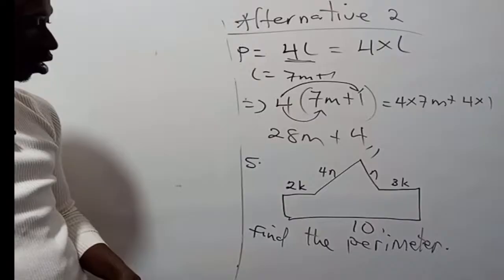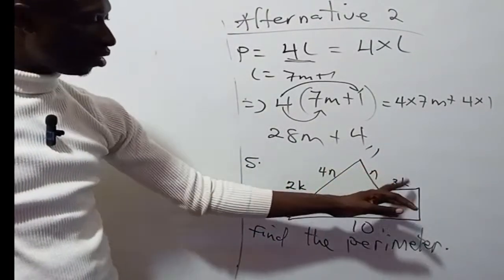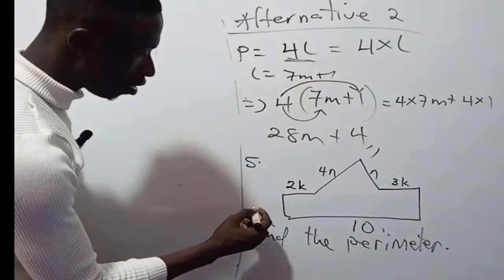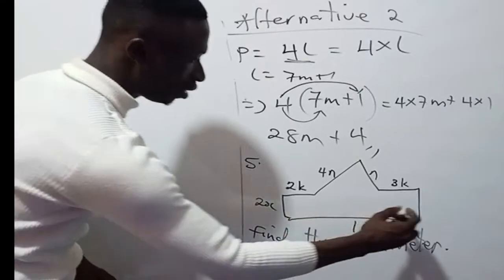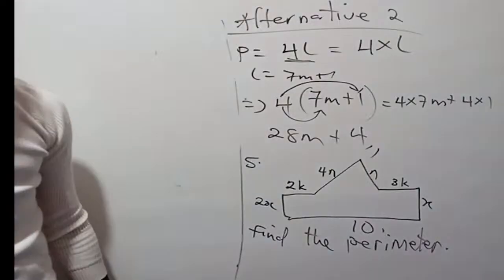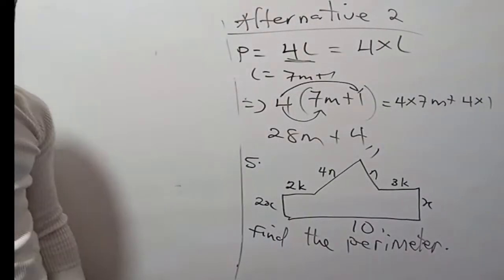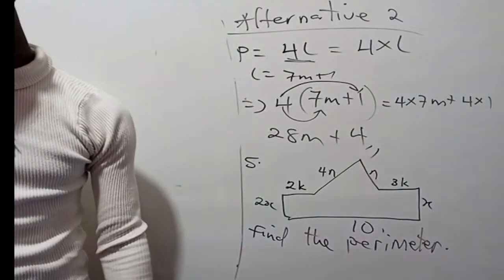All right. So activity 5. You have this shape 2K, 4N, N, 3K, and then you have 2x and then x. All right. Add those 1 to 8 and then find the perimeter. Okay. So go ahead. Find the perimeter.